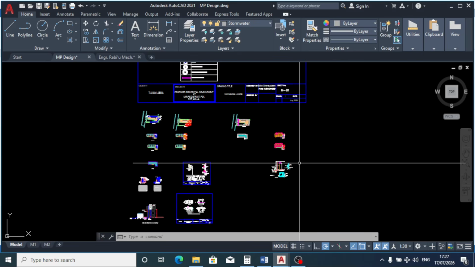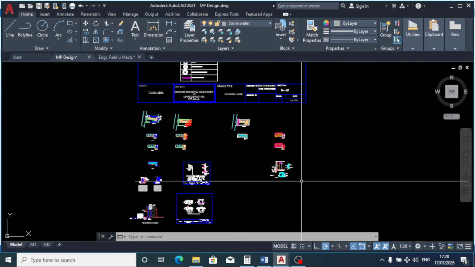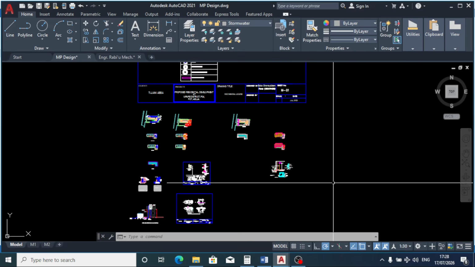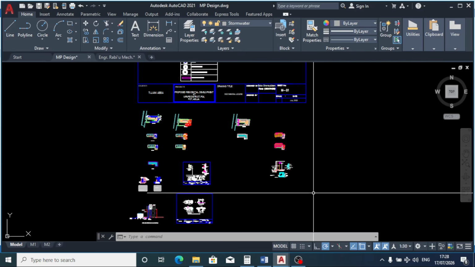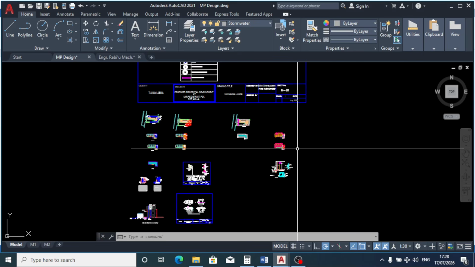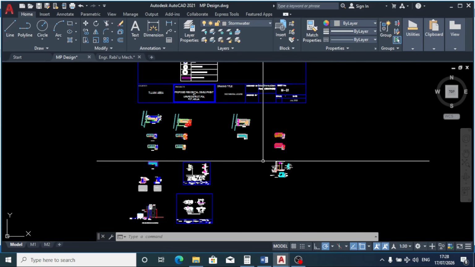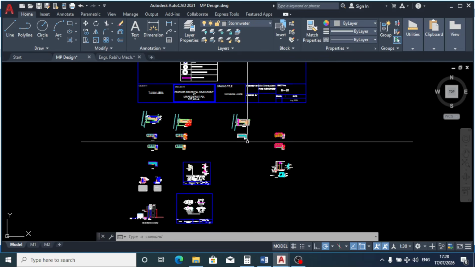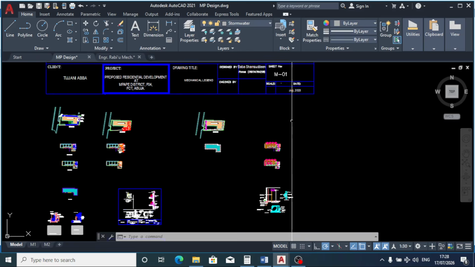Now in our next session we are going to look into the firefighting. Yes, that is the next aspect we are going to move into. That is the firefighting aspect.